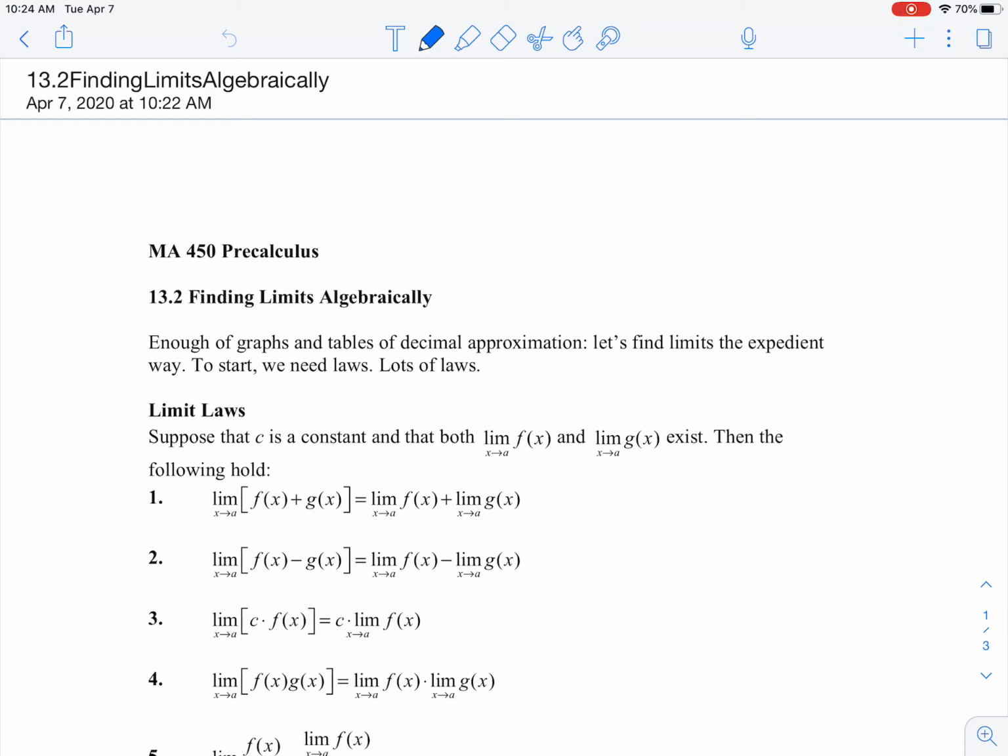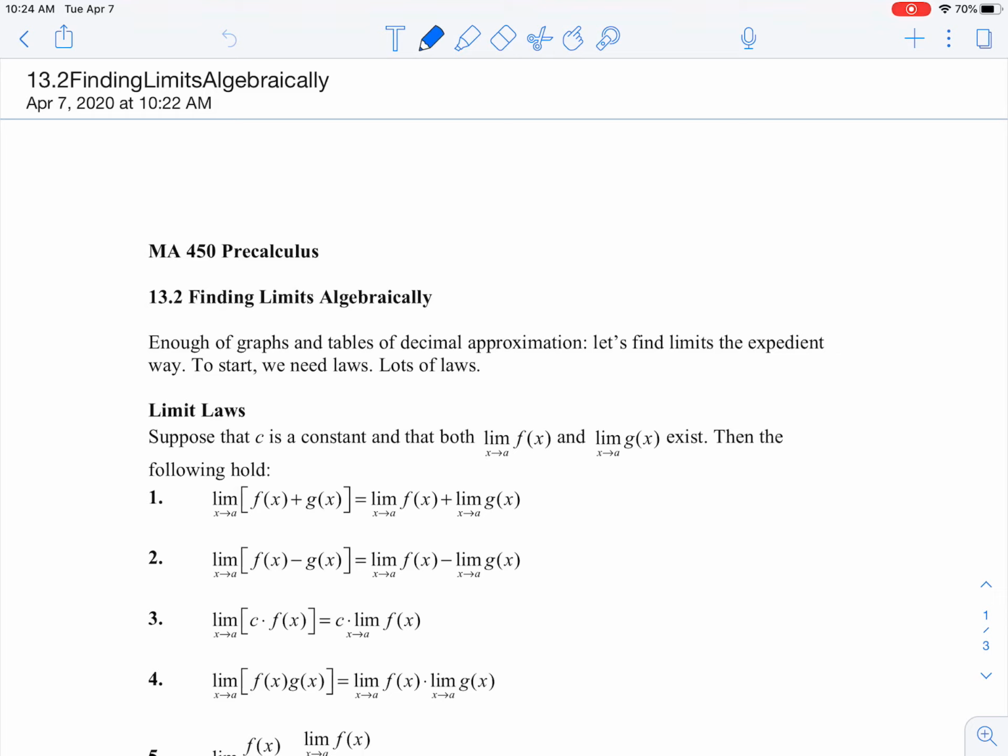Okay, today we're talking about finding limits algebraically, 13.2, which is to say enough of graphs and tables of decimal approximation. Let's find limits the expedient way. To start, we need laws. Lots of laws.